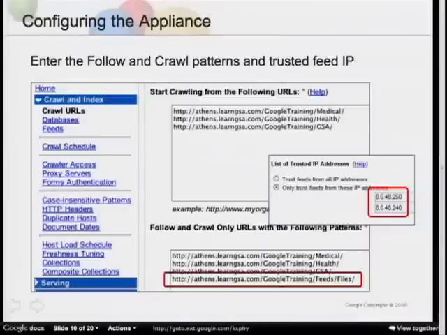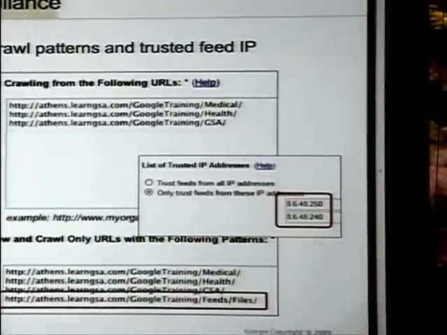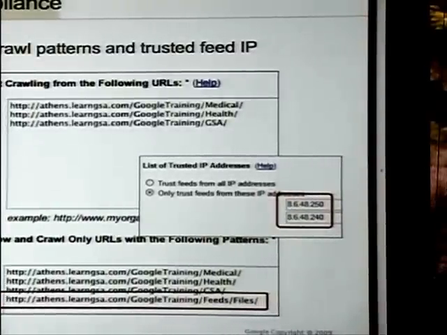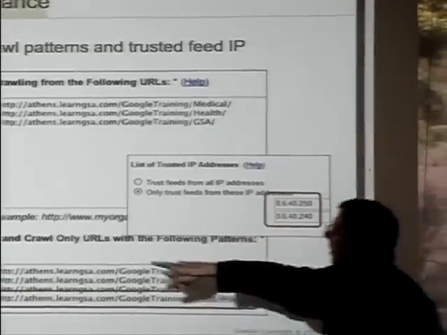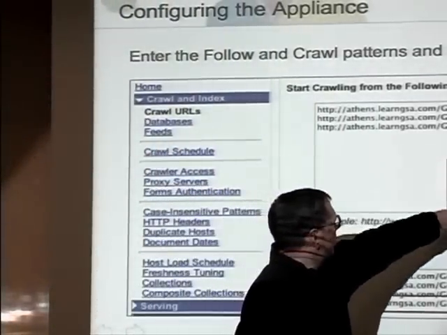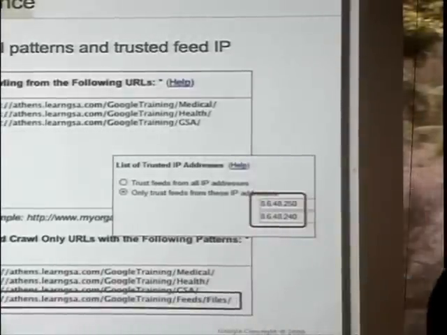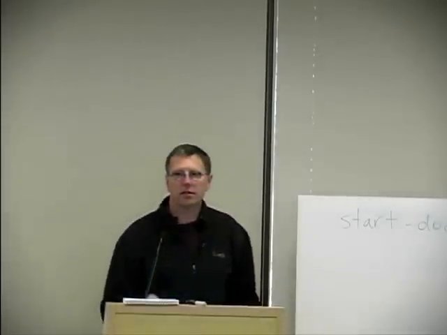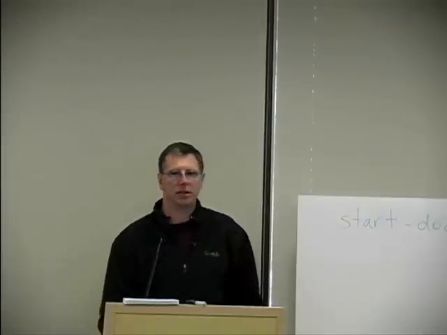To set the GSA up and configure it to receive the feed, all you have to do is specify the URL pattern that you're going to be sending it. You don't have to give a start pattern because the feed is going to be supplying those start URLs this time. At the bottom of this, on the feeds link here, there's a page that opens up and you can specify whether you're going to accept feeds from all IP addresses or just a specific host. It's probably a good idea to specify a specific host because that will ensure that only your application is sending content to the index.